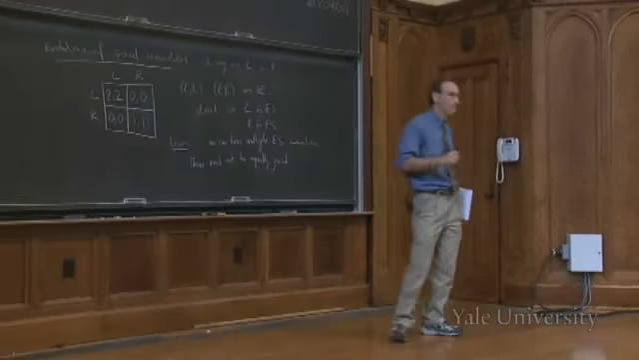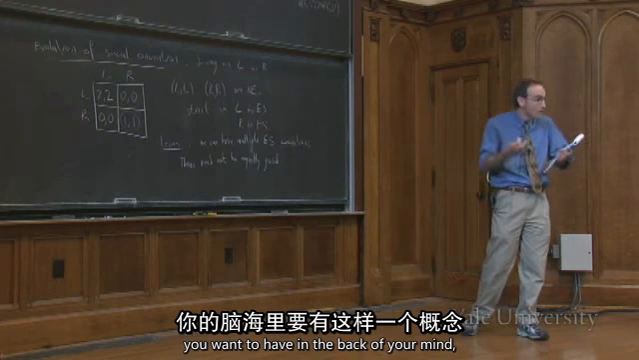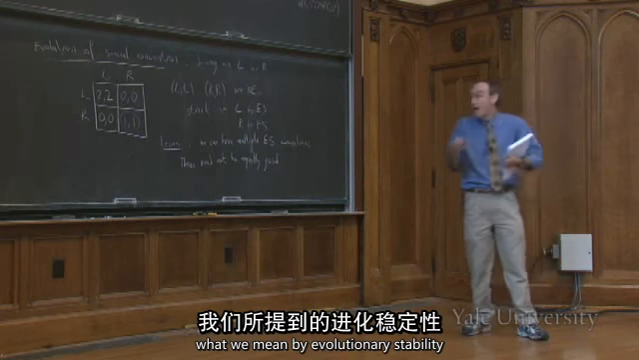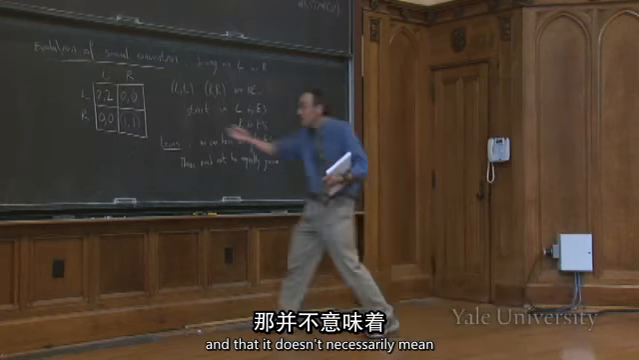So when you're talking about this in a more or less formal way in your anthropology or political science or sociology classes, you want to have in the back of your mind what we mean by evolutionary stability, and that it doesn't necessarily mean that we're going to arrive at efficiency. And in some sense, this is exactly analogous to what we discussed when we looked at games like this with rational players playing, if you think about coordination games. These are essentially coordination games. That was a fairly straightforward example.